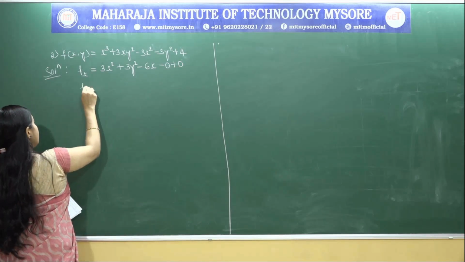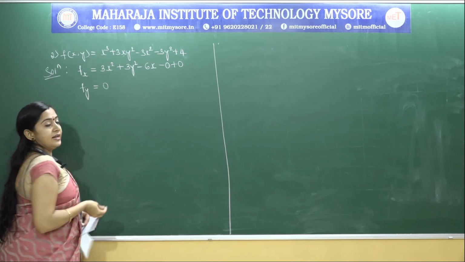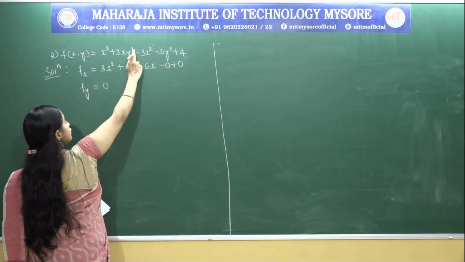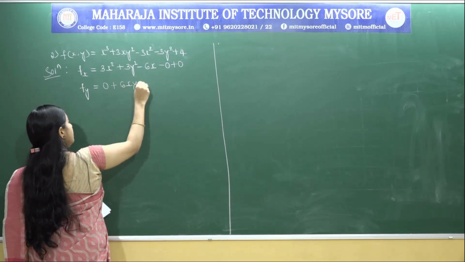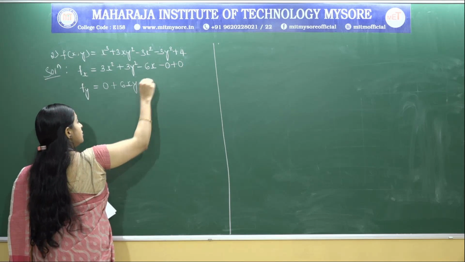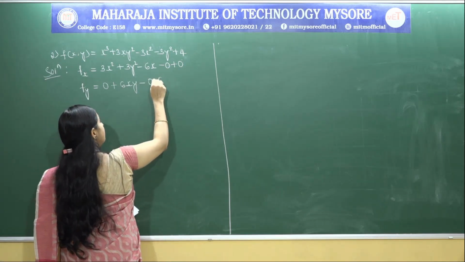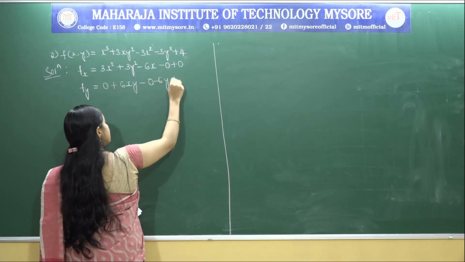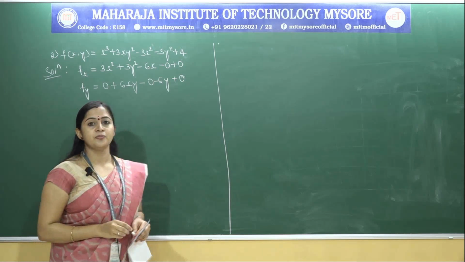Similarly, with respect to y, f_y: the first term's differentiation is 0. Next, the y square differentiation is 2y; multiplying this, you will get 6xy. For the x square term, differentiation is 0 and the y square differentiation is 2y; multiplying by 3, you will get 6y. And the fourth, the constant term, differentiation is 0.